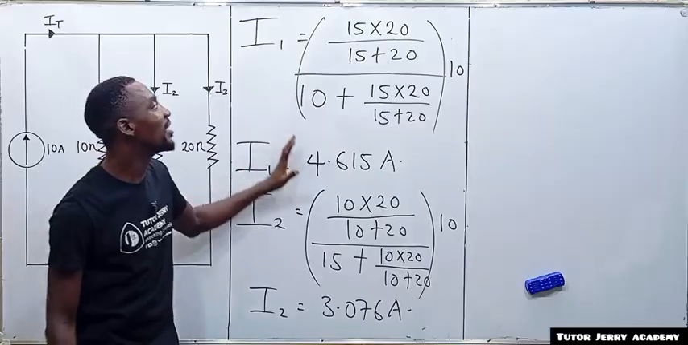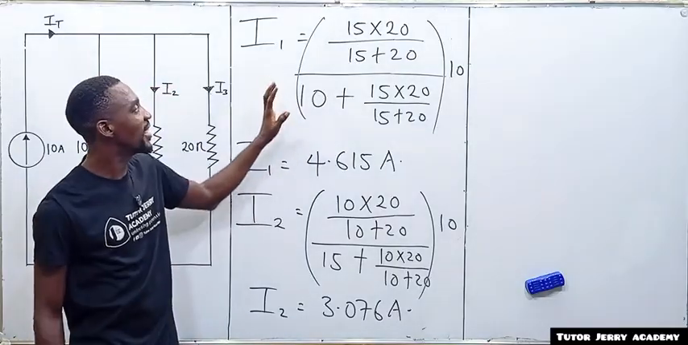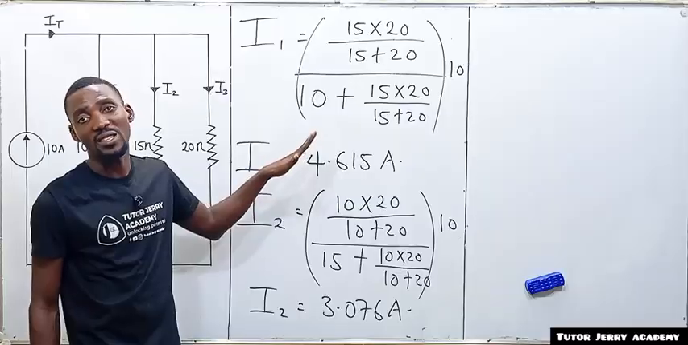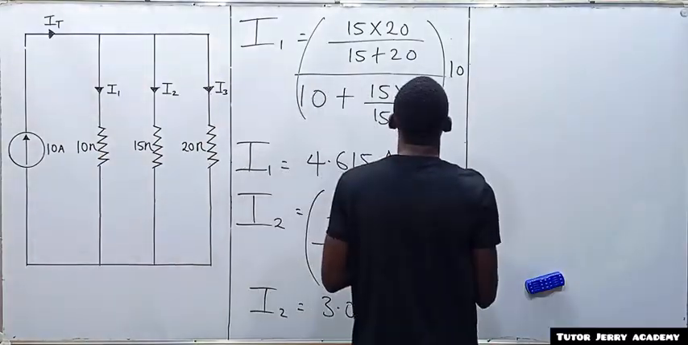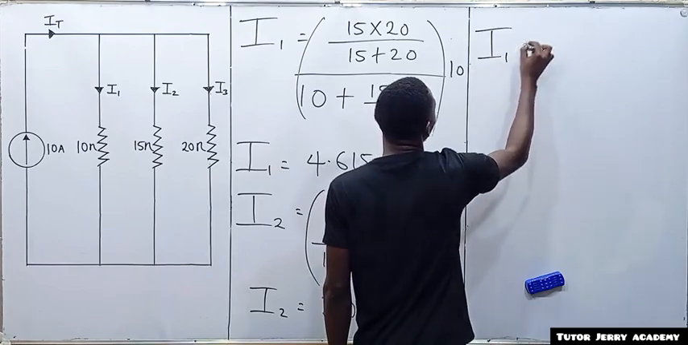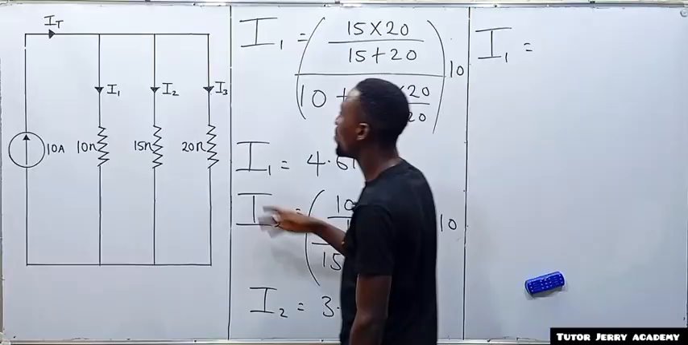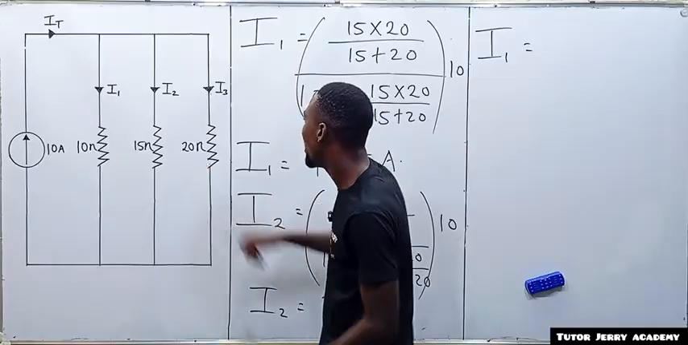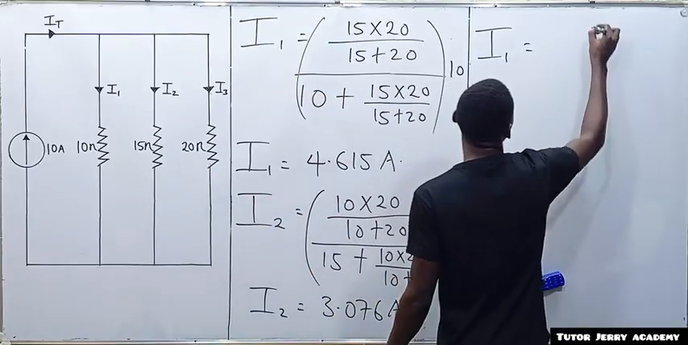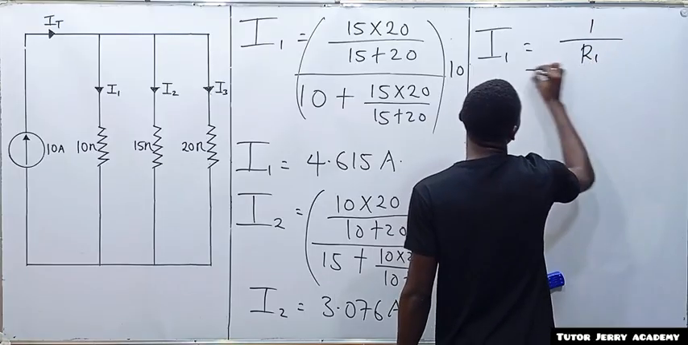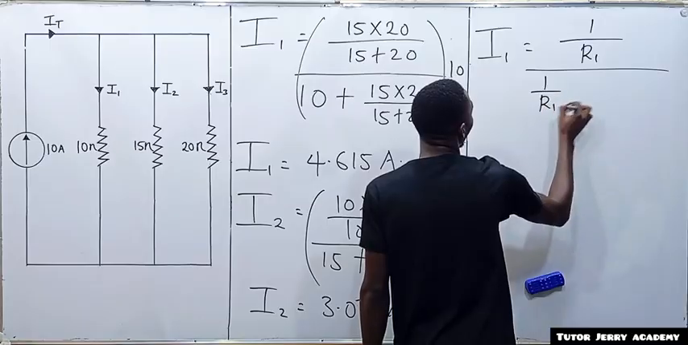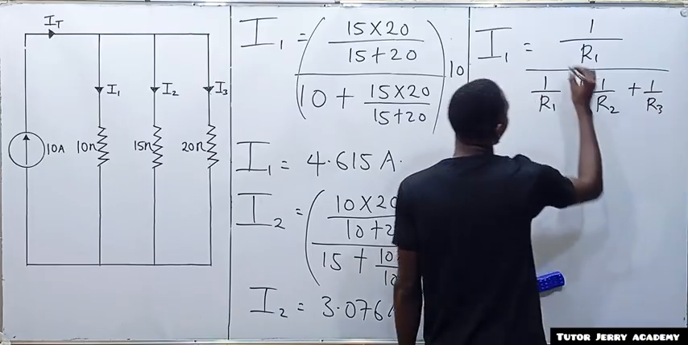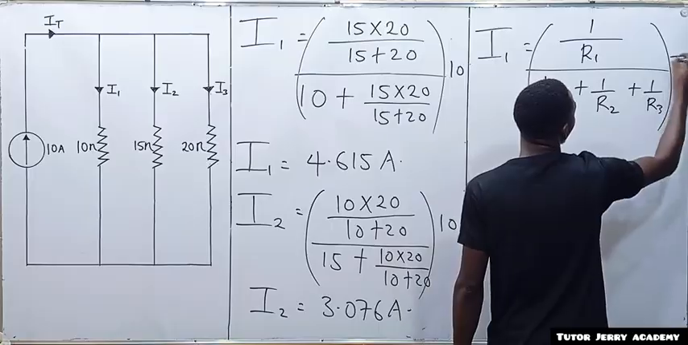If you still want to use the direct method to solve this, let me just show you for I1. This is my I1. Let's call these R1, R2, R3. The formula is going to be 1 over R1 all over 1 over R1 plus 1 over R2 plus 1 over R3. Then we multiply by the total current that is coming in.